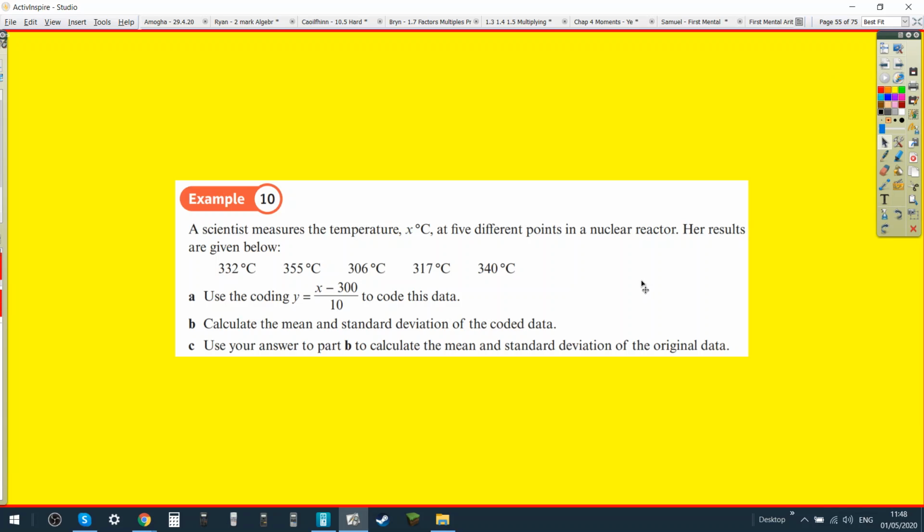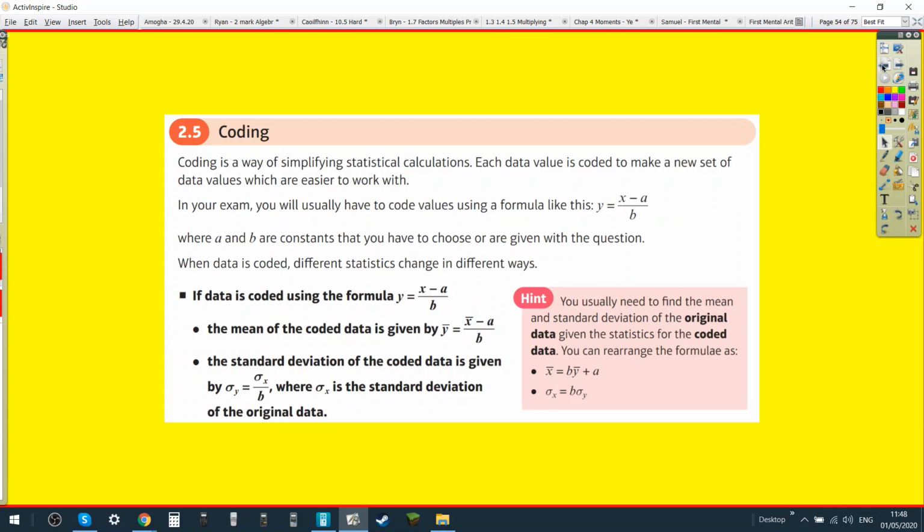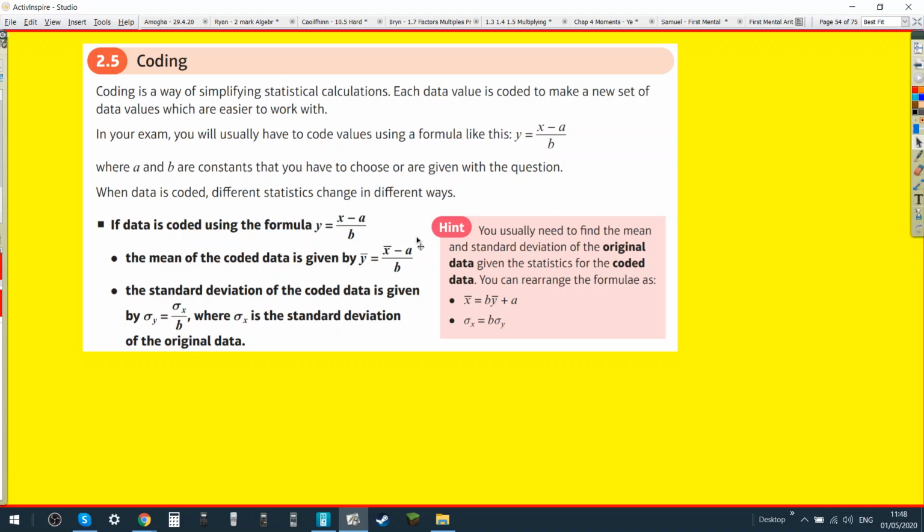Okay. So coding is a way for them to simplify the data a bit. So they might multiply everything. So if everything is a decimal, like to 2 decimal places, they might multiply everything by 100 just so it's not a decimal anymore.